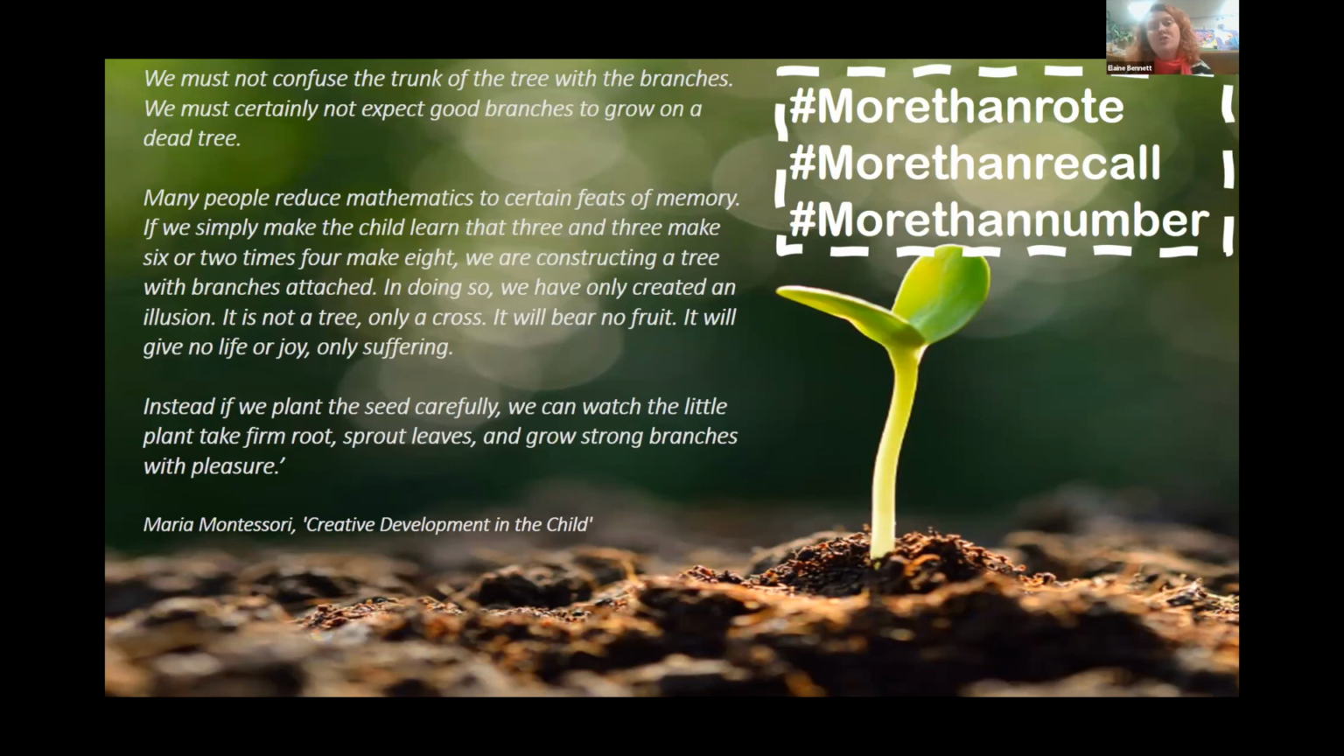Many people reduce maths to certain feats of memory. And if we simply make a child learn that 3 and 3 is 6, or 2 times 4 makes 8, we are constructing a tree with branches attached. And in doing so, we have only created an illusion. It's not a tree, it's only a cross. It will bear no fruit, it will give no life or joy, just suffering. For a lot of us, maybe here tonight, we got switched off maths in secondary because of this kind of learning by rote. We cannot have children being switched off at the age of 4.